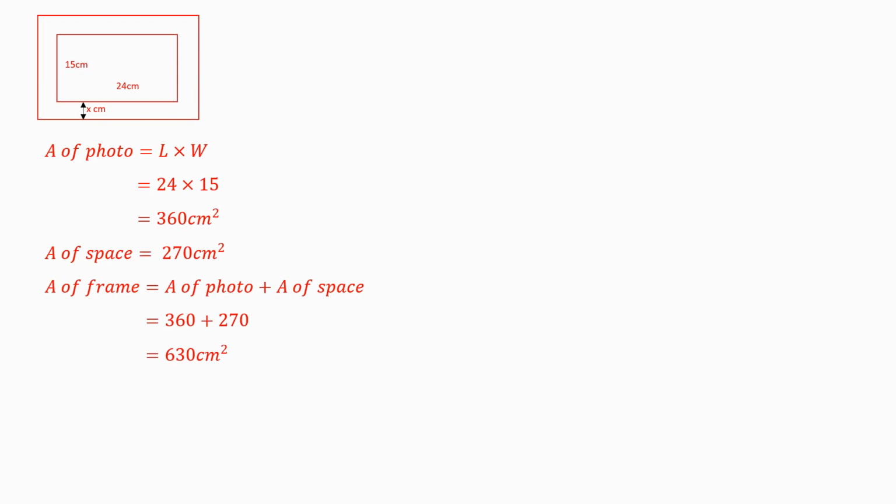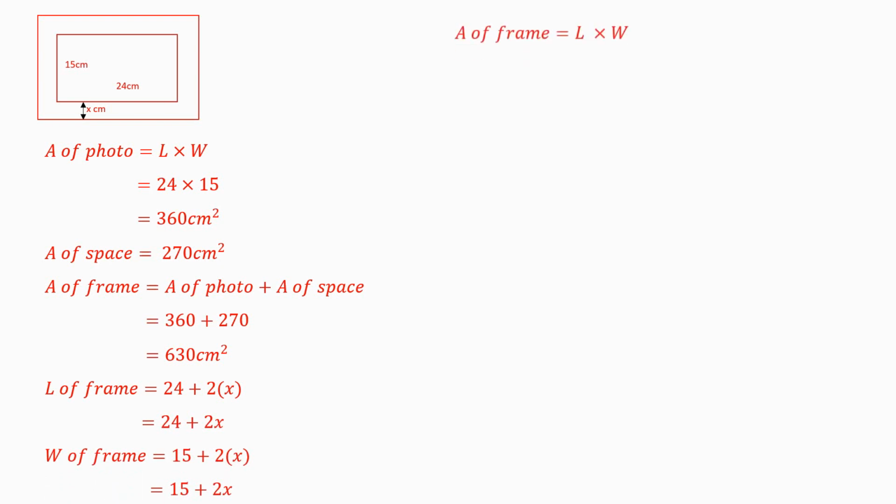Then we find the dimensions of the frame. The length will be 24 centimeters plus twice x, because the space is uniform along all the edges of the photo. So the length is 24 plus 2x, and the width is 15 plus 2x as well. And therefore the area of the frame is equal to length times width. We substitute, we have 630 is equal to 24 plus 2x times 15 plus 2x. We open the brackets, we have 630 is equal to 360 plus 48x plus 30x plus 4x squared.